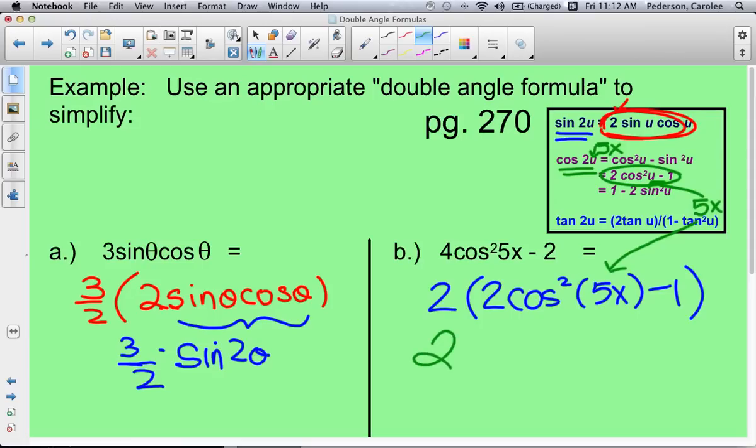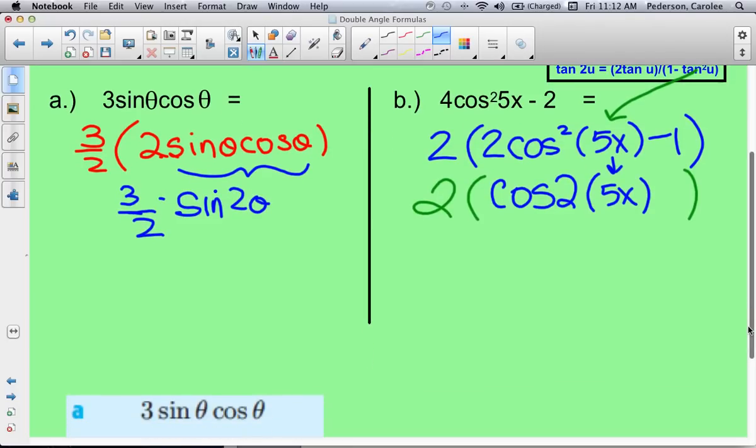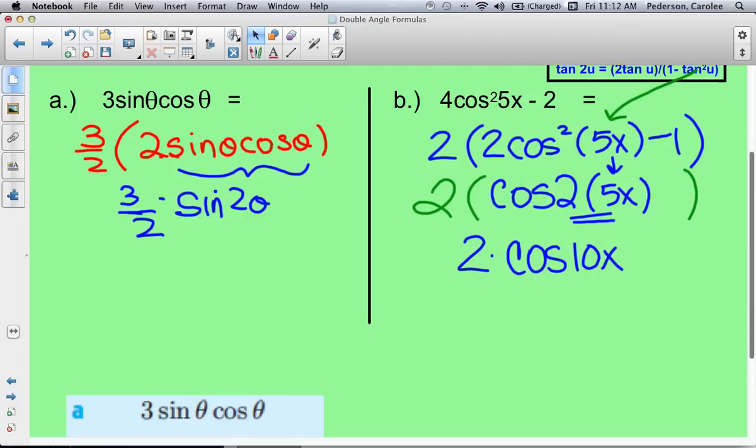So I have the 2 out in front, and then this parentheses replaces with the cosine of 2u, so 2 times that 5x. Now I can go ahead and just multiply the 2 and the 5 together as 10x, and then I have the 2 still in front. And that's how you can simplify with double angles.